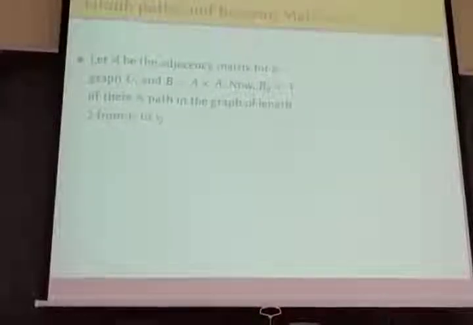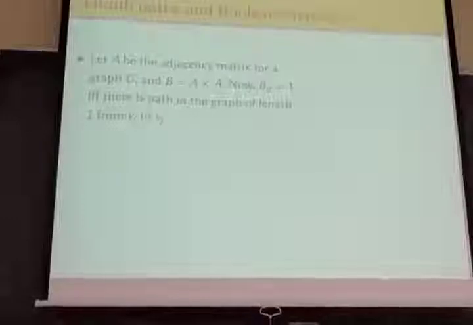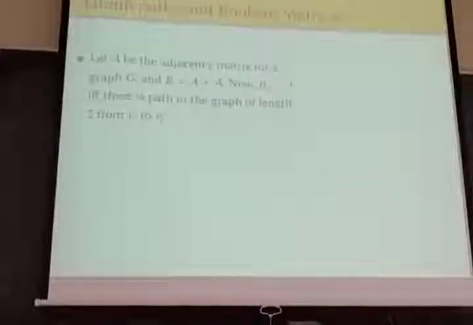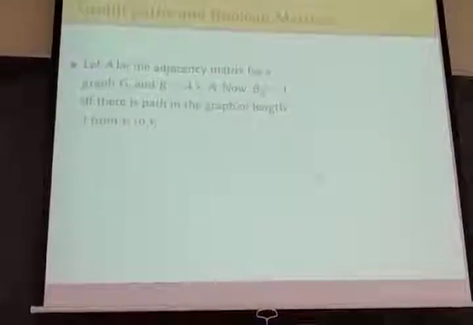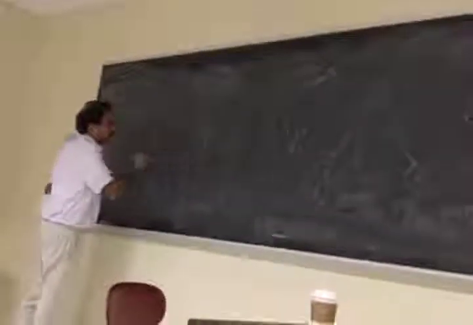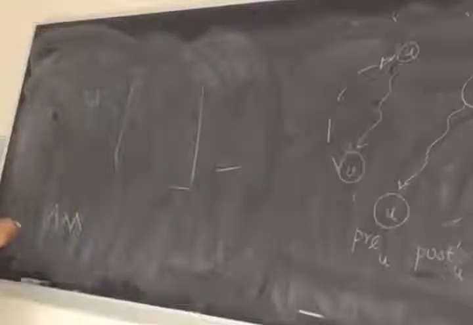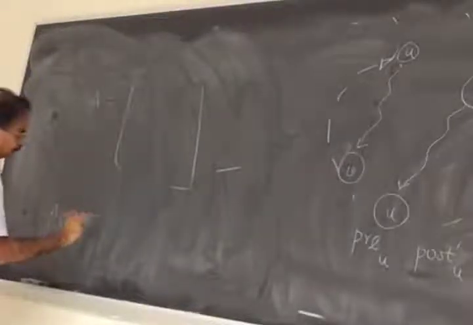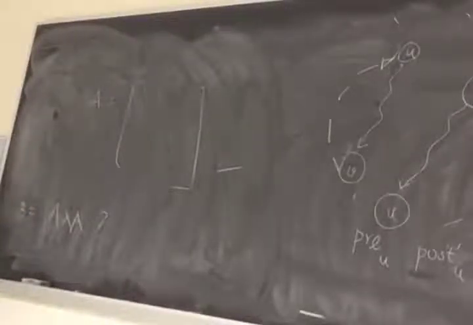Now, let's think about, let's say you have a matrix A that represents a graph. So what does A times A represent? In particular, let's say B equals A times A.